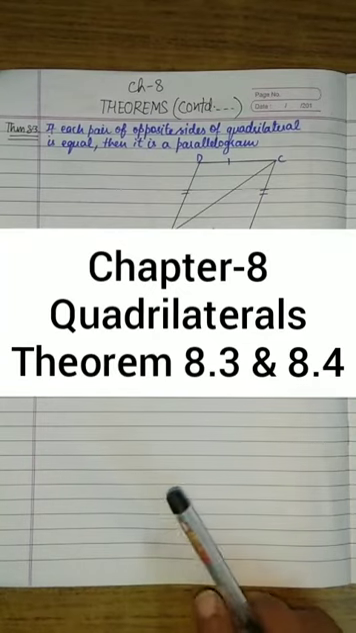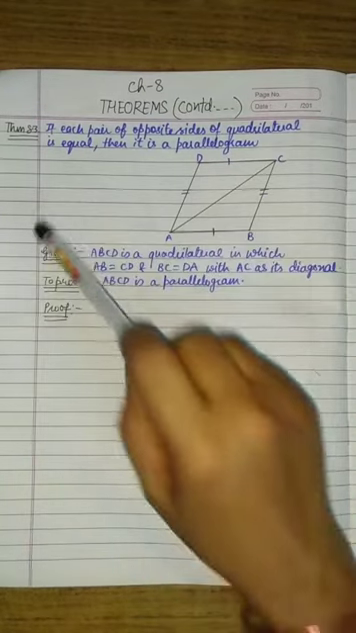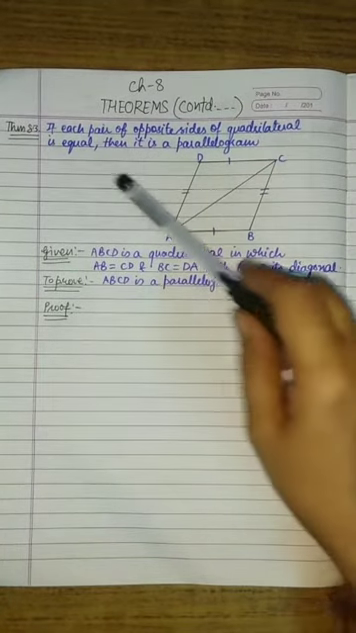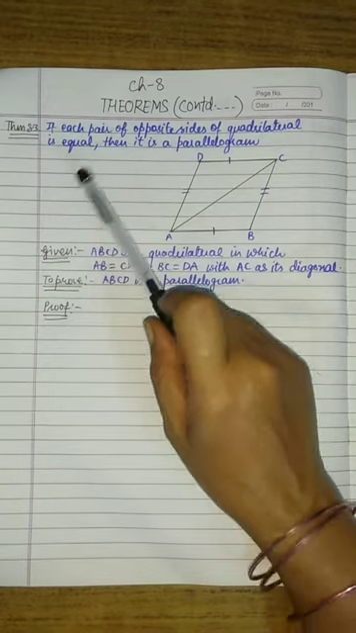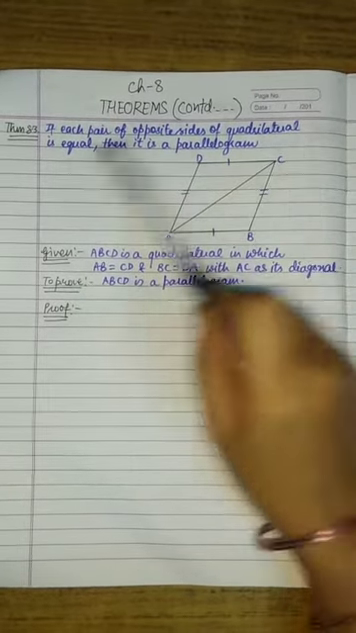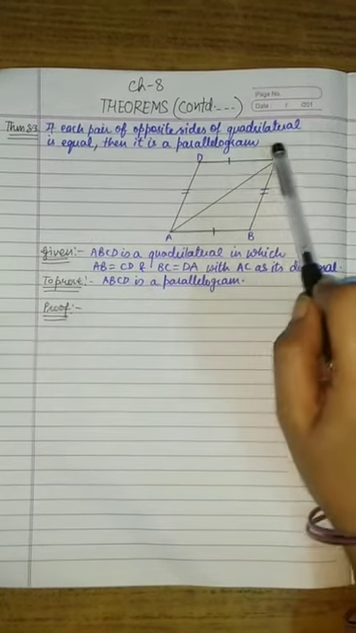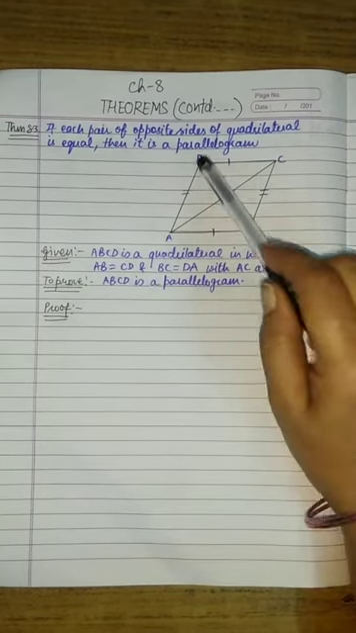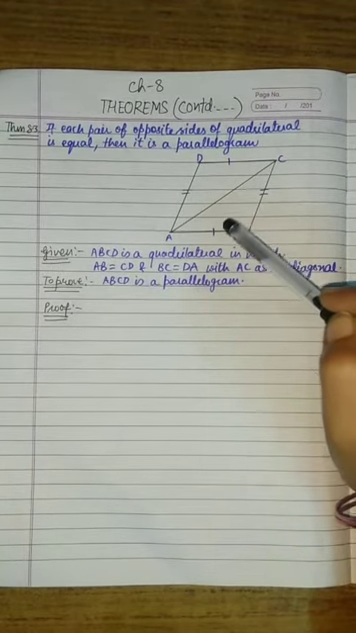Dear students, today I am going to start theorem 8.3 from chapter 8. The statement of theorem 8.3 is: if each pair of opposite sides of a quadrilateral is equal, then it is a parallelogram. We are given a quadrilateral ABCD and its opposite sides are equal.